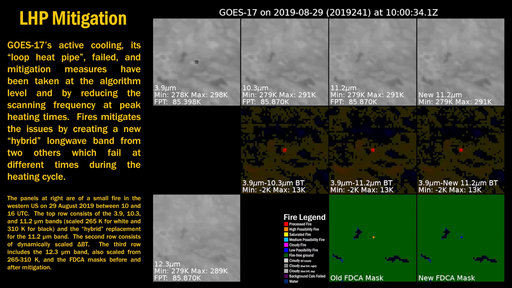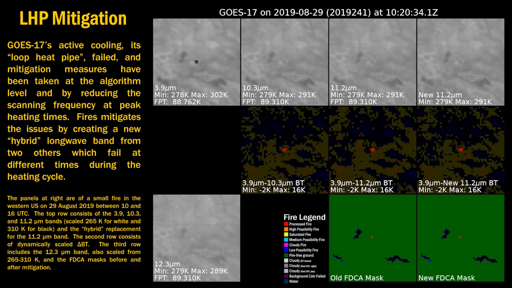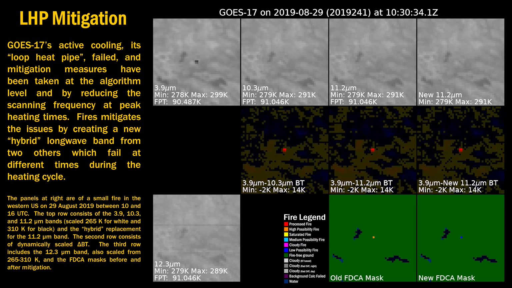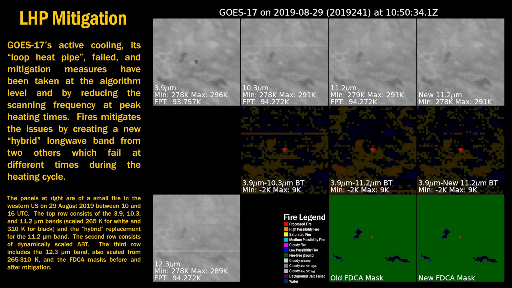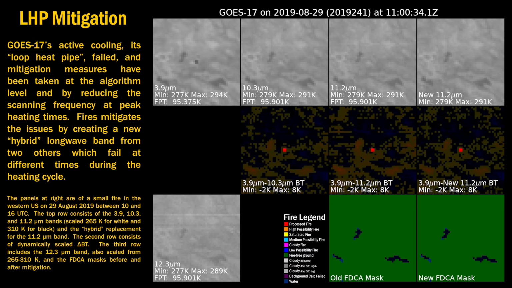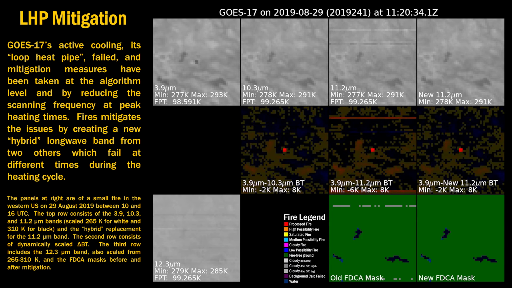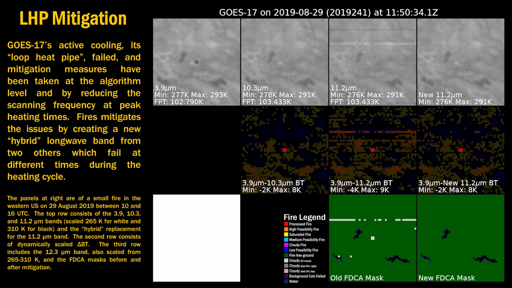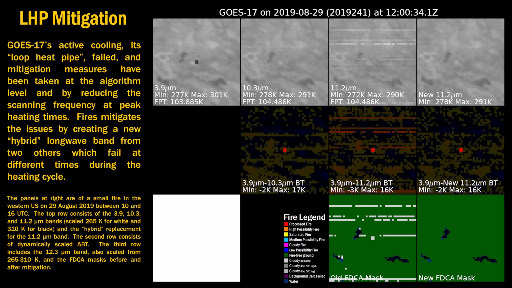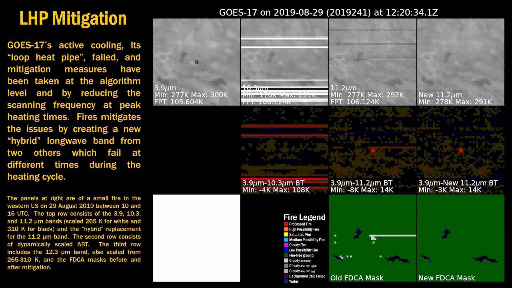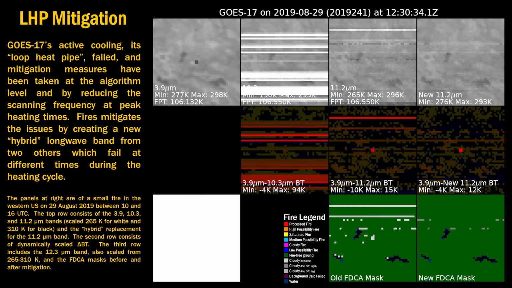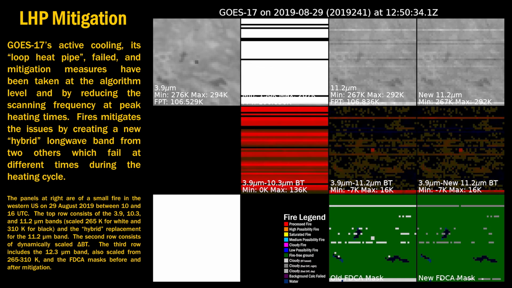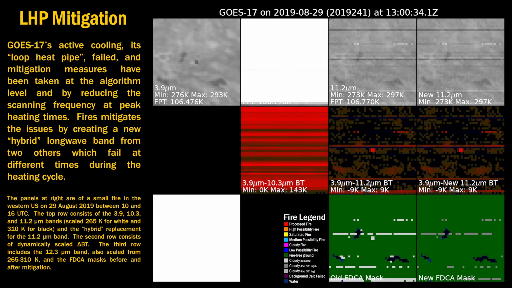Loop heat pipe mitigation. GOES 17's active cooling, its loop heat pipe, failed, and mitigation measures have been taken at the algorithm level and by reducing the scanning frequency at peak heating times to improve data fidelity. FDCA mitigates the issues by creating a new hybrid long-wave band from two others which fail at different times during the heating cycle, specifically the 10.3 micron band and the 11.2 micron band. Typically, the algorithm only uses the 11.2 micron band.